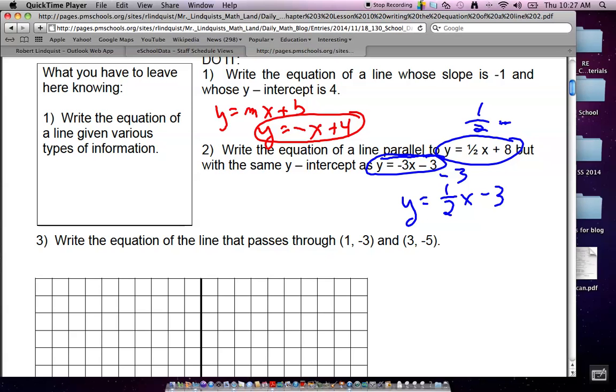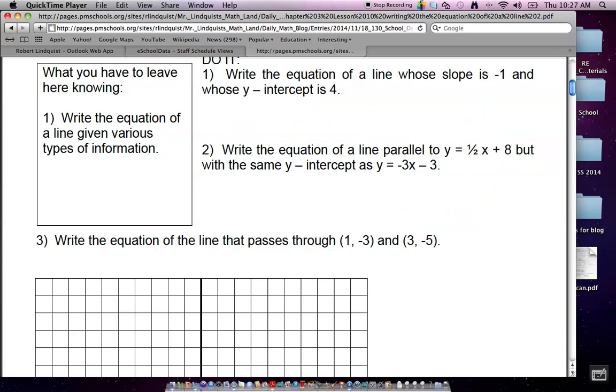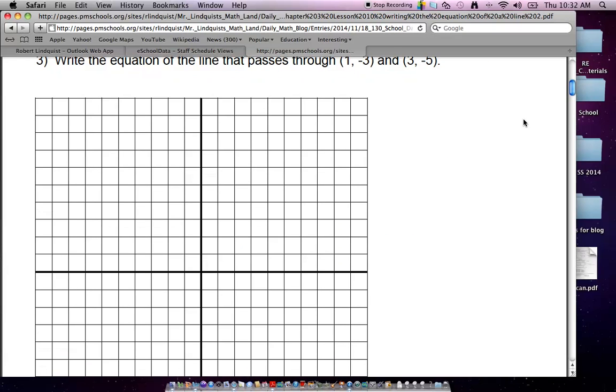Okay, number 3, write the equation of the line that passes through (1, -3) and (3, -5). Now, as soon as a problem talks to me about writing the equation of a line, what automatically pops into my head? What equation? y equals mx plus b. Look, you guys are starting to get the hang of this. You're starting to say, hey, listen, I figured this out now. It's all y equals mx plus b, and it is. This whole unit is all about how much you understand y equals mx plus b.